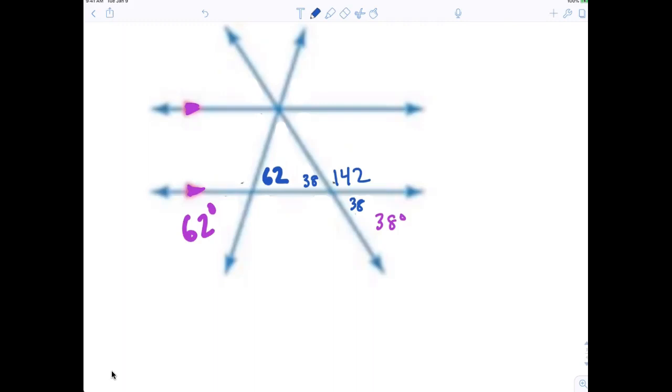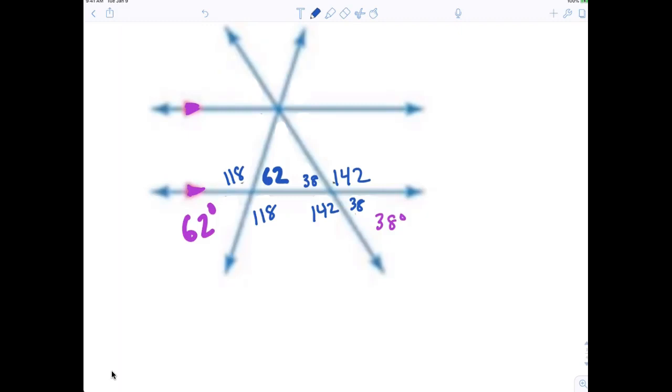Does everybody agree with that? That's not hard. Then this down here is obviously 142, right? And then 180 minus 62 is 118. That's 118. So this one right here is 118. Now you have to review the fact that the lines are parallel.